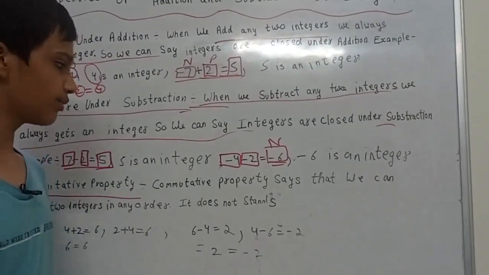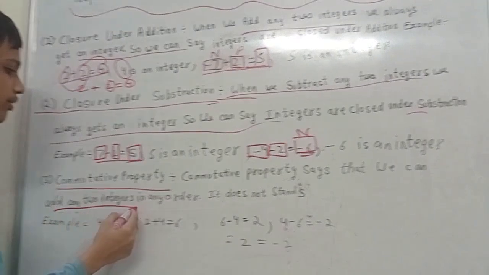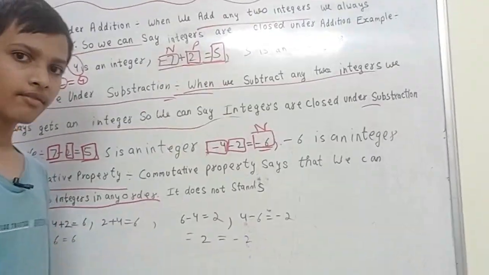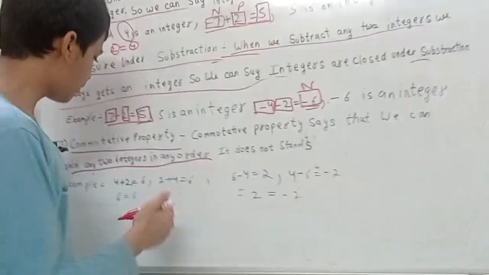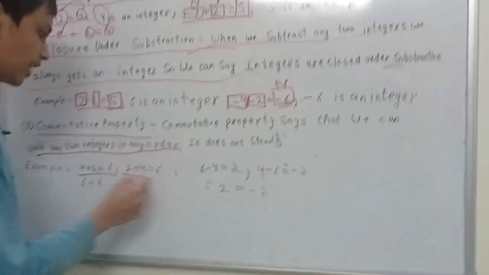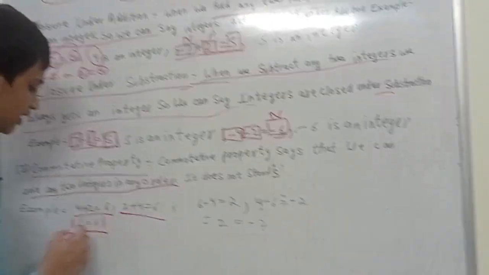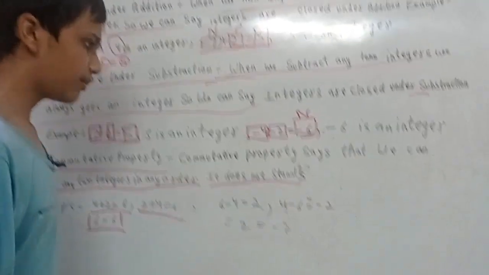It is a very interesting property. Commutative property says that when we add any two integers in any order, it doesn't matter what order it is, you will get the answer same. For example, 4 plus 2 is 6 and 2 plus 4 is equal to 6. Hence verified that 6 is equal to 6.